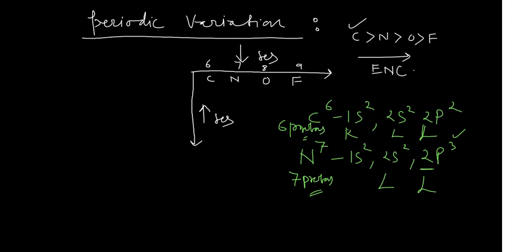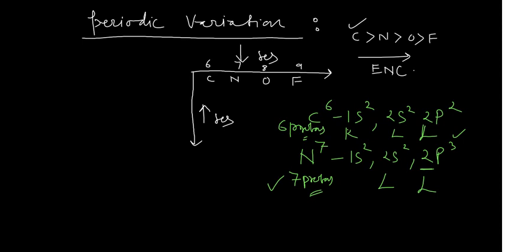So the extra electron is added in the same shell, that means the distance does not increase, but the positive charge increases in the nucleus. This increases the effective nuclear charge, and when the effective nuclear charge increases, it attracts the electron cloud towards itself, right? Consequently the electron cloud contracts and the size decreases. That's why this is the periodic variation.